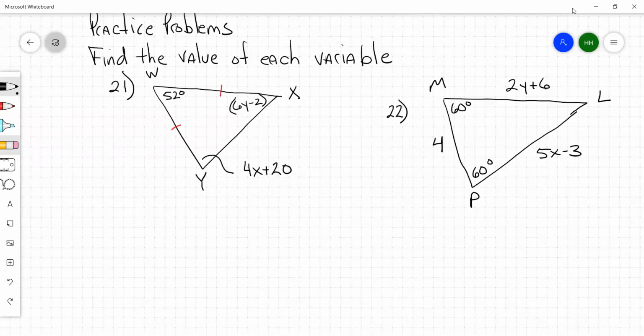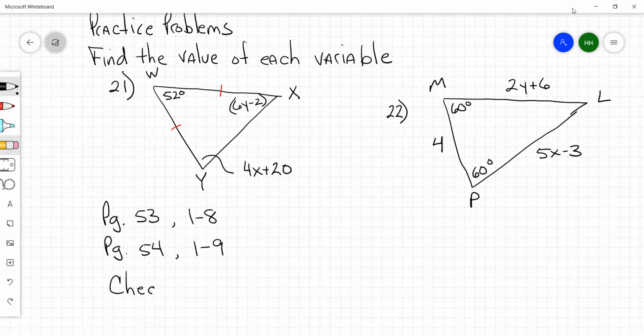Now, after you complete those problems, page 53, 1 through 8. Page 54 in the workbook, 1 through 9. And when you've completed all of that, I would like you to check Focus.